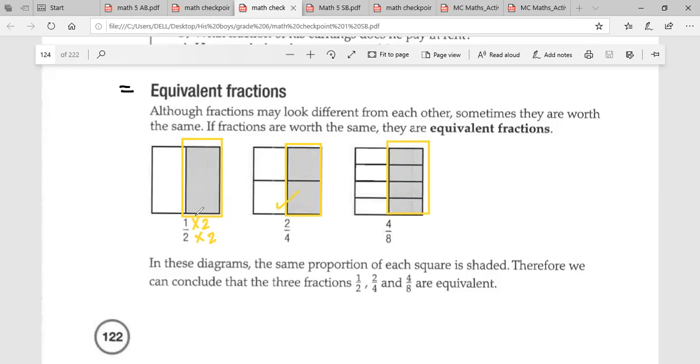Here's the second one. If you multiply the first fraction by 4, you get 4/8. We can multiply it by 4, or instead of 2, we can multiply here by 4 and get 4/8, or multiply here by 2 and get 4/8 also. So all of them are equivalent, equal.